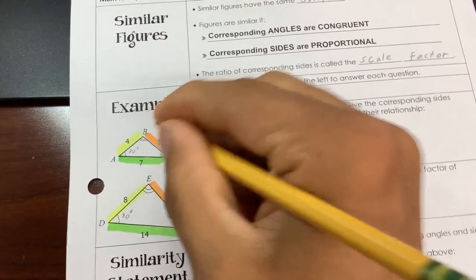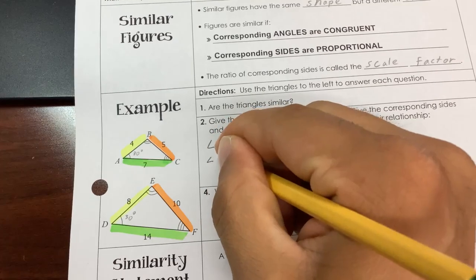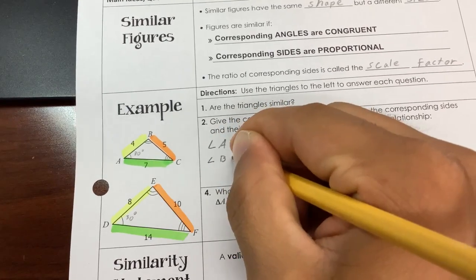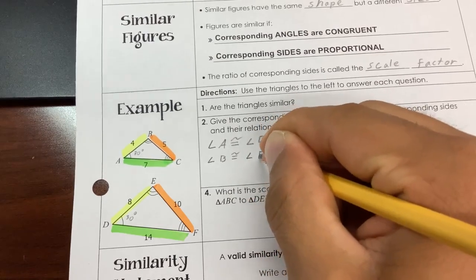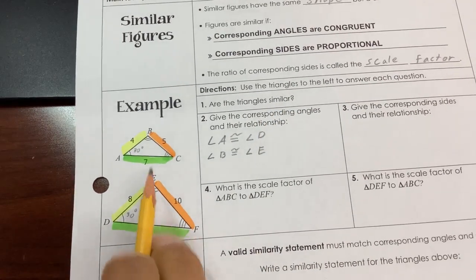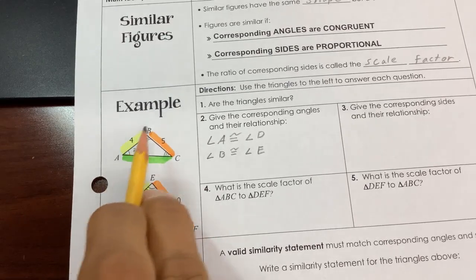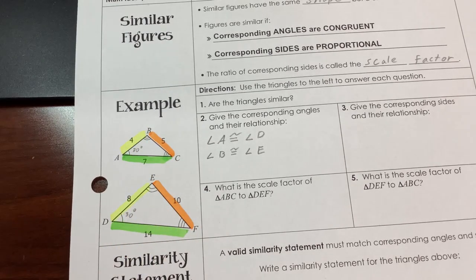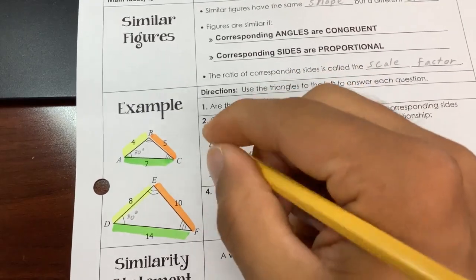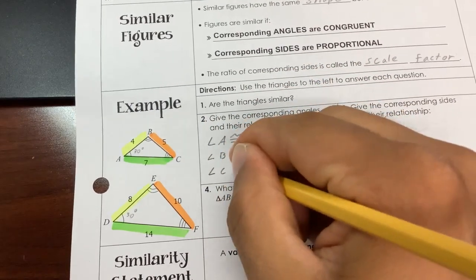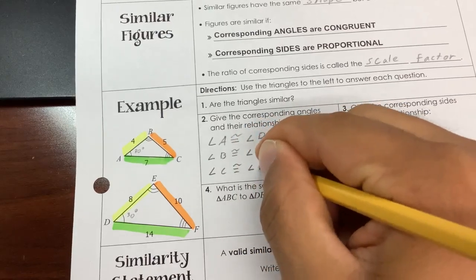For this next one, we have angle B is congruent to angle E, because you see that they're both at the top and they both have a yellow and an orange side partner. Then finally we have angle C is congruent to angle F.